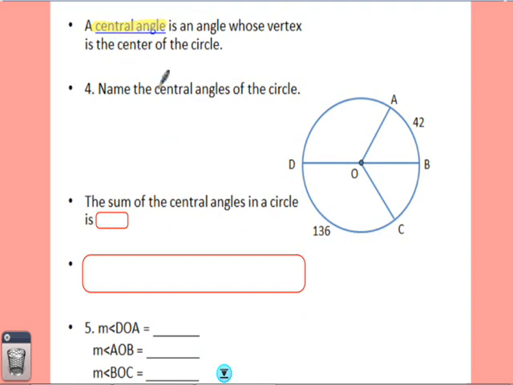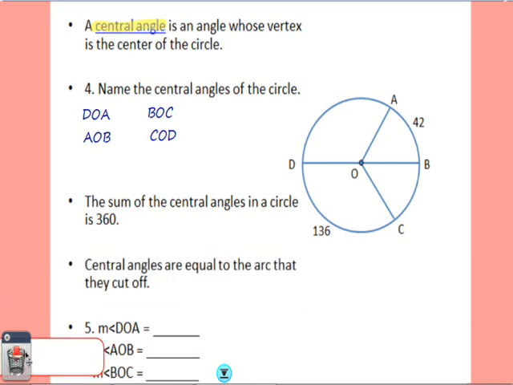So now name the central angles of the circle. So there's more than one. DOA is one. AOB is another. BOC is another. And COD is another. Now, if you said DOC and COB, the order of those letters doesn't matter. I did use 3 letters because I just don't want to say angle O. I want to be specific as to which angle I'm referring to. The sum of the central angles in a circle is 360 degrees. That should make sense because you've known for a long time that circles have 360 total degrees in them.